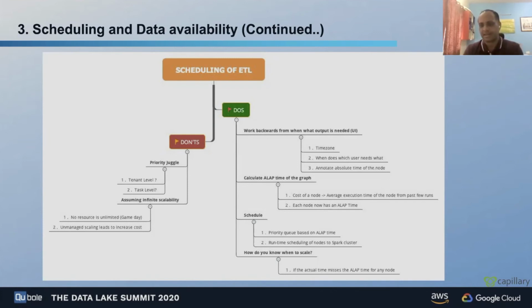And when is the time to scale? So in the whole flow of the execution of the graph, you look at when the nodes are missing the as late as possible time, and just scale up the resources as needed. So that basically gives a very simple construct for scaling your systems.